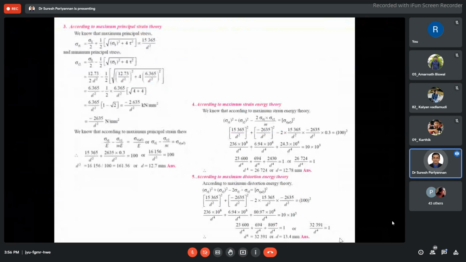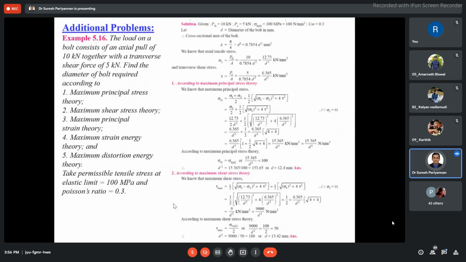In the next class we are going to discuss some more problems from other books. This also I have taken from another book. That's my intention. Okay, now see here. The load on a bolt consists of an axial pull of 10 kilonewton. Whatever we discussed in the earlier problem was not a nut and bolt problem, that was different; we only considered how much extension and contraction. But now we are going to design the nut and bolt, and we are going to discuss in this problem how the theories of failure concept plays a role.